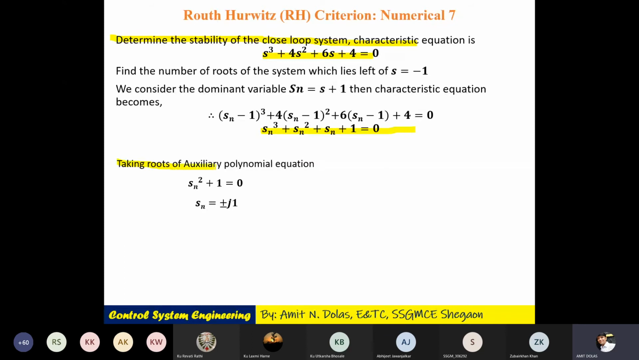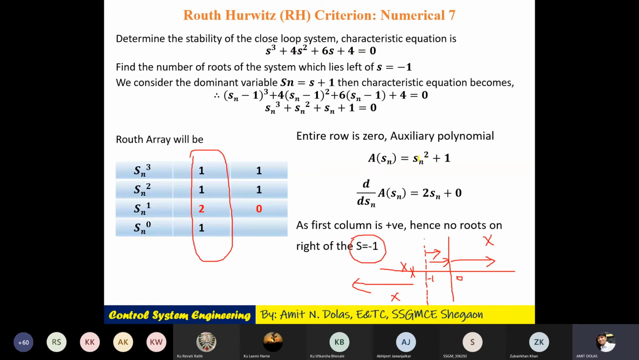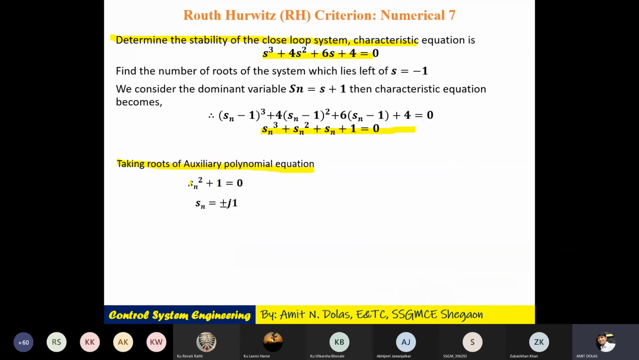So taking the roots of the auxiliary polynomial equation, क्योंकि हमें roots निकालना है. So the auxiliary polynomial equation क्या है? It is Sn square plus 1. Take it equal to 0. So Sn square plus 1 equal to 0. If you take the root, then it is what? j1 plus and j1 minus.